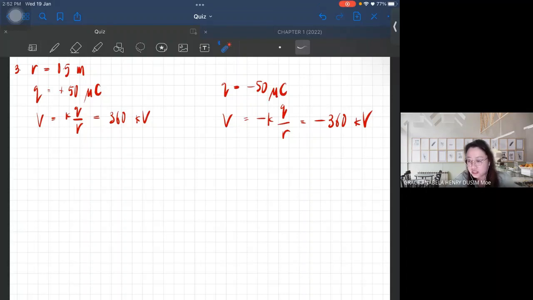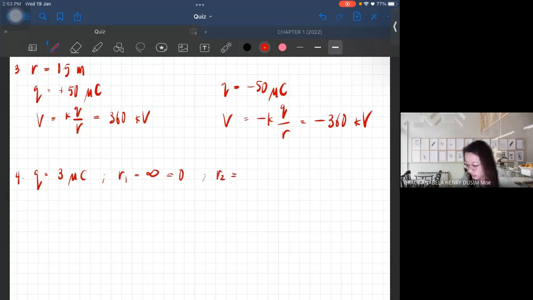Okay, last question. Number 4. It asks about the work done. Okay, so Q given is 3 microcoulomb, and then the first distance is from infinity. So for infinity, remember it will equal to 0. Okay, so R2 pula, it is equal to 0.5 meter. Okay, dia cakap dari infinity to this distance. So the charge here is equal to 20 microcoulomb.